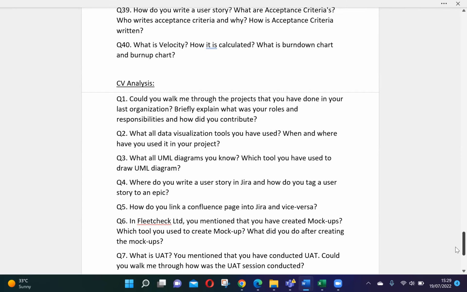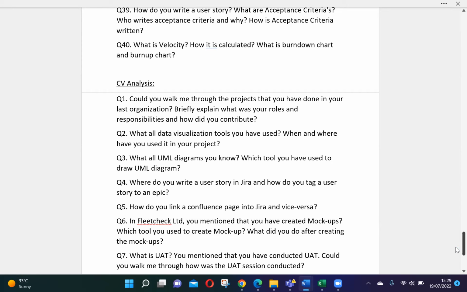So as the BA, will I be the one to determine the velocity, or the product owner or the Scrum Master? Basically it is the product owner. If there is no product owner, then the business analyst. Okay, that's fine.